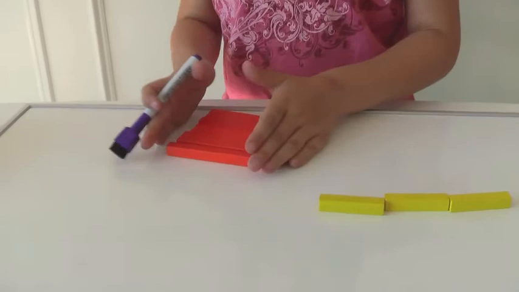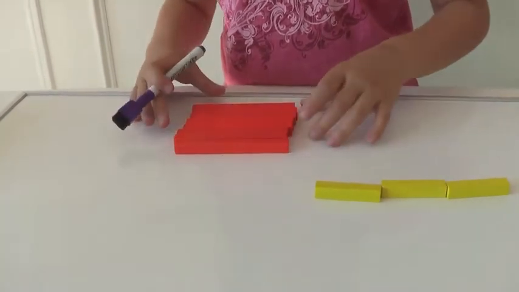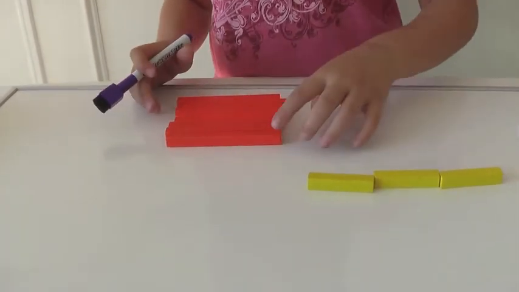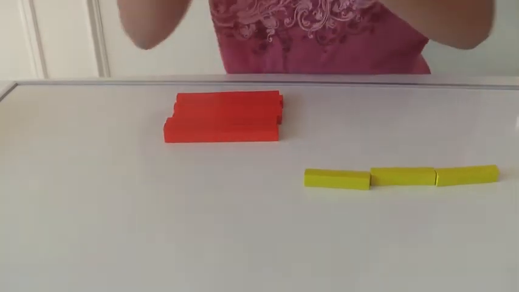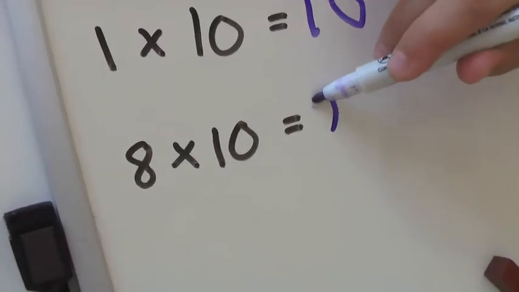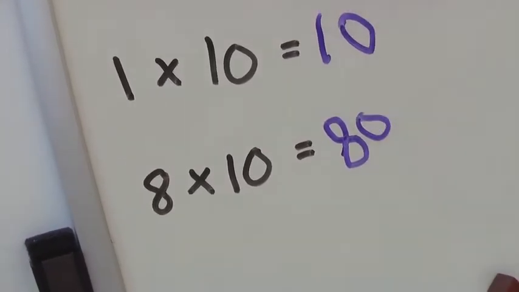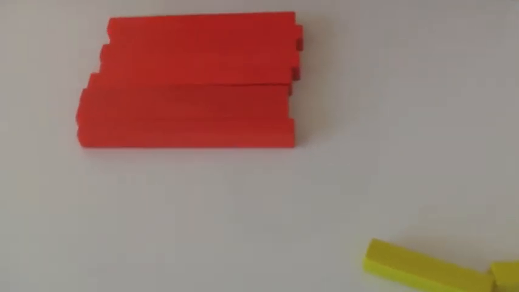All right, so she's going to make a fat rectangle, right? And then count by tens. 10, 20, 30, 40, 50, 60, 70, 80. That's right. So that one, it's easier to make a fat rectangle than a long, skinny one.